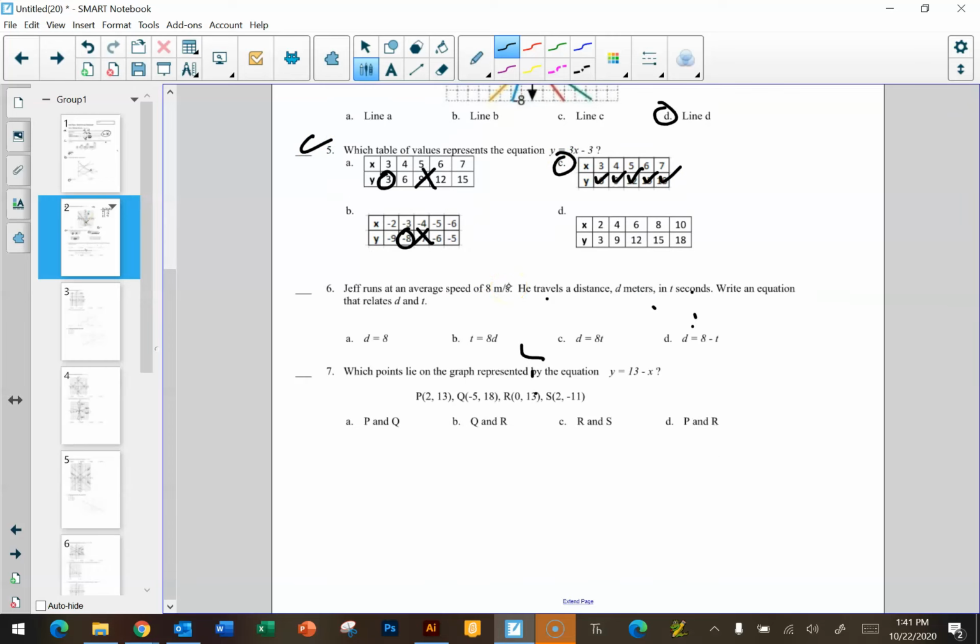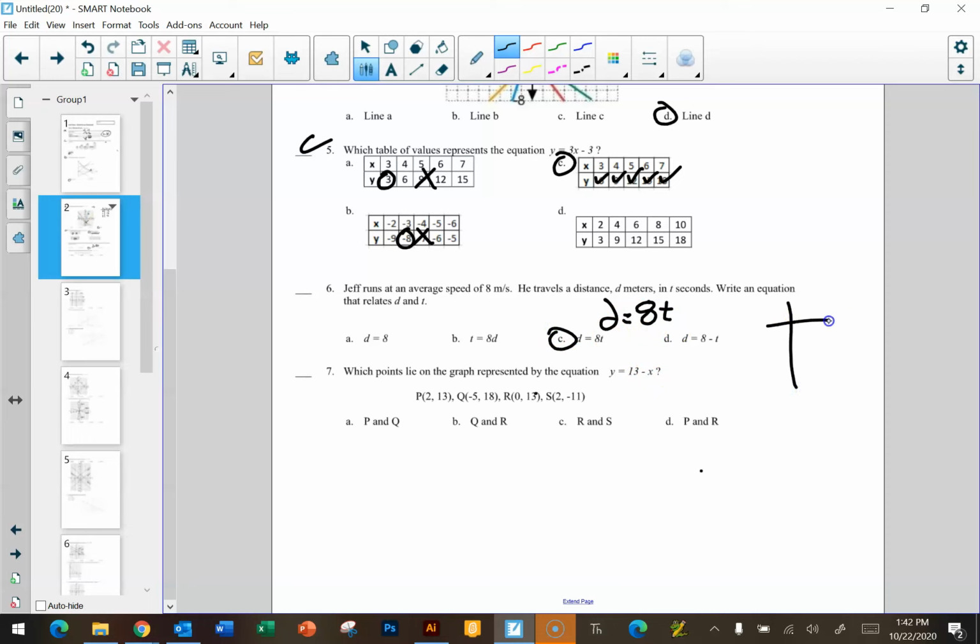Jeff runs at an average speed of 8 meters per second. He travels a certain distance, which we're going to call D, in t seconds. So we have to write an equation that relates D and t. His distance is what we're looking for, so we have to relate distance to time. If his average speed is 8 meters per second, he's going to travel 8 meters for every second, which is 8 times the t, correct? So 8 times the t should give us the distance. So 8t is right here.